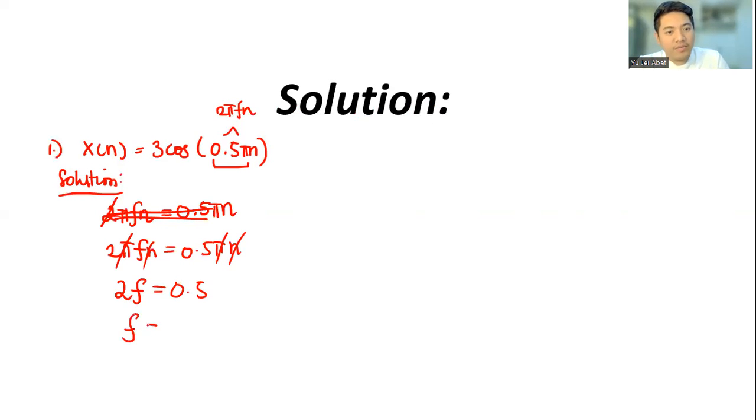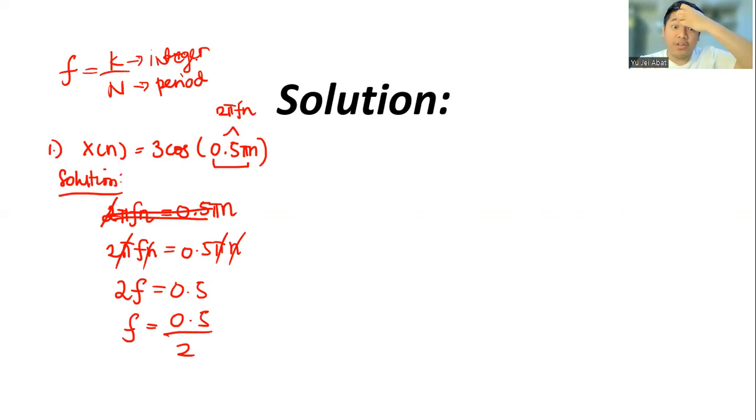So the frequency would be 0.5 all over 2. And remember our formula a while ago is k all over n, where k is any integer. If the n is rational or exact, that's the period, then it means that it is periodic. So in this case, if we simplify this using our calculator, of course, that's 0.25. But the fractional part of 0.25 is what? The fractional part, that is 1/4.